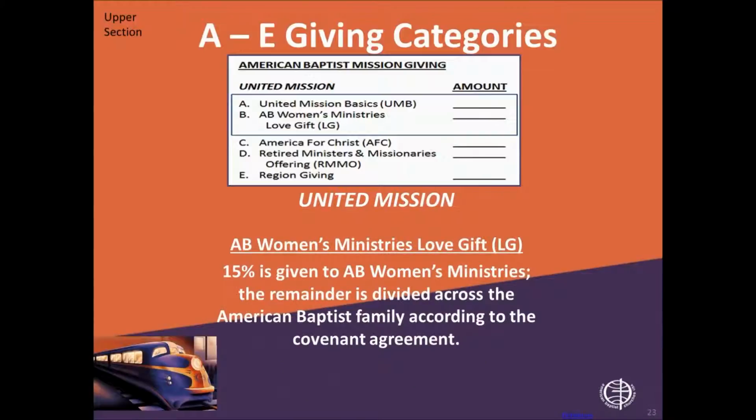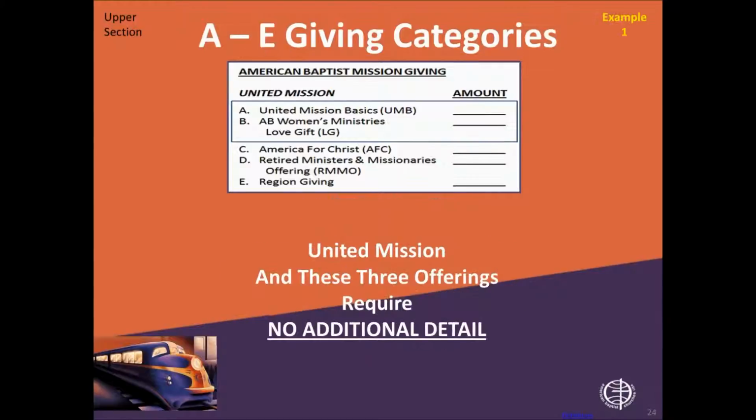The AB Women's Ministries Love Gift is the other part of United Mission, where most of it is divided across the American Baptist family, but also 15% is given directly to AB Women's Ministries. All of this is done according to the covenant agreement. Getting back to the entire list, the A through E giving categories, United Mission and these 3 offerings are grouped together because they require no additional detail. You simply add an amount into the amount column. Nothing more is needed.